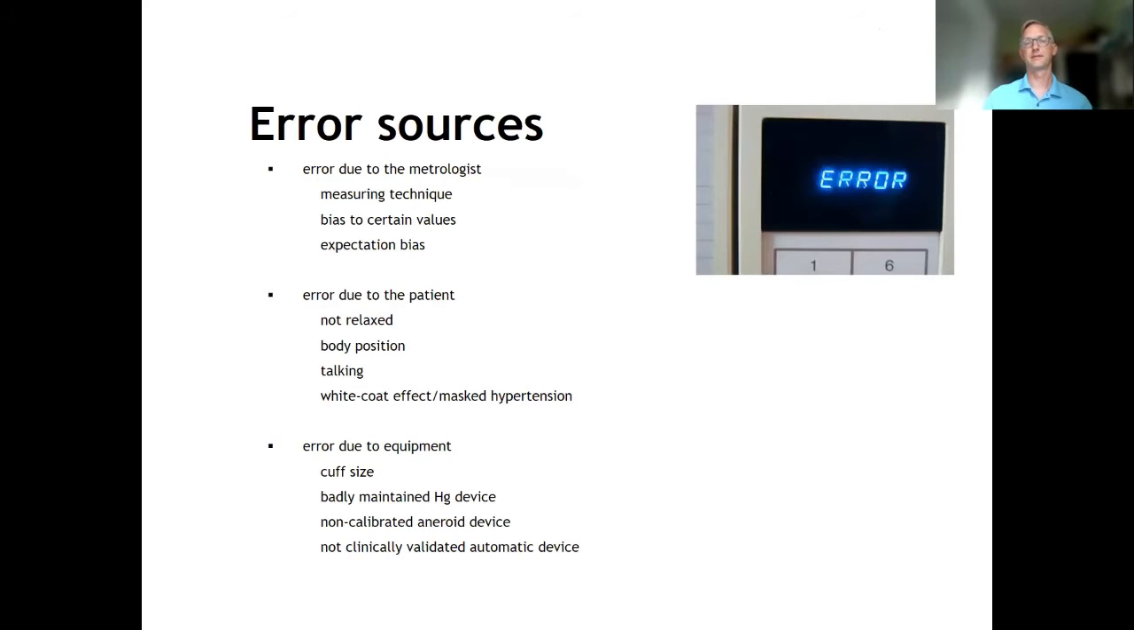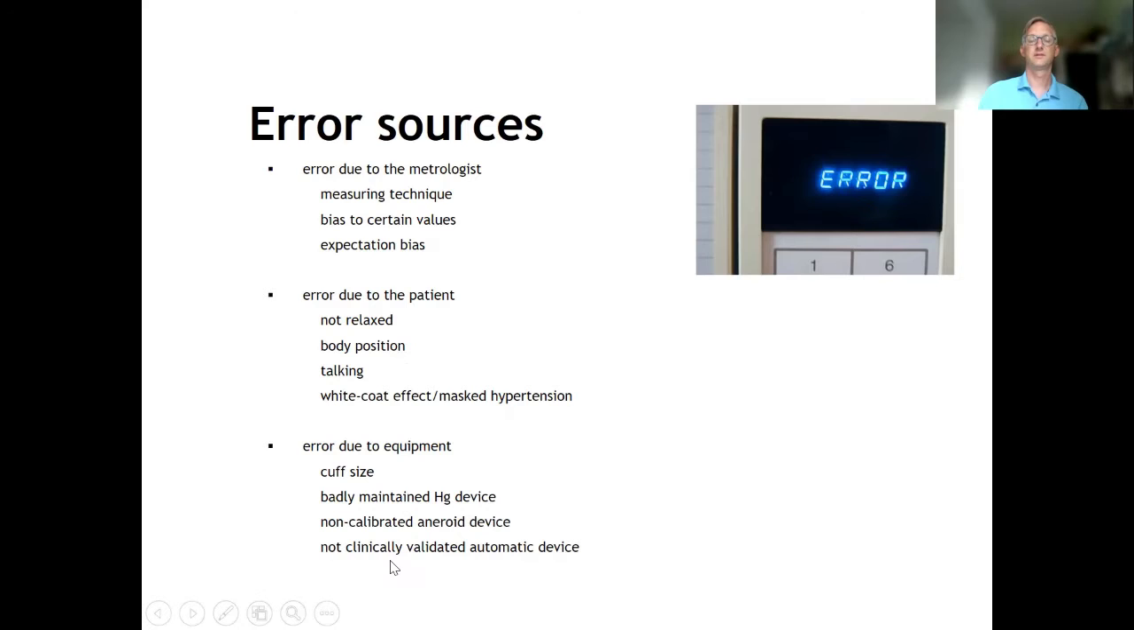Not only this, but there are a lot of error sources when you measure blood pressure. And basically, if you divide them in three groups, one of the groups would be errors due to the person performing the measurement, the measuring technique, expectation bias, and stuff like this. One part is errors due to the patient, which can be severely white coat affected. And there's another one concerned with the device. And the last one here is important.